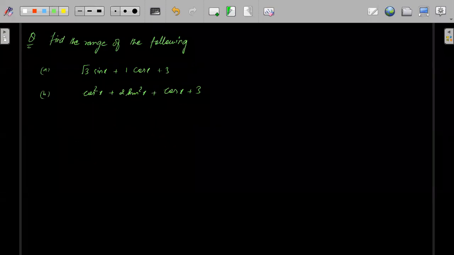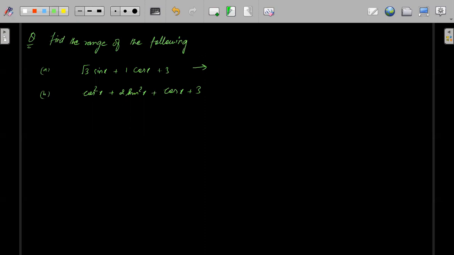Yes, first one is 1 comma 5. Very good, bacho. Very good. 1 comma 5 is correct. Excellent. Next, find the second one also. Very good. 1 comma 5 is correct.